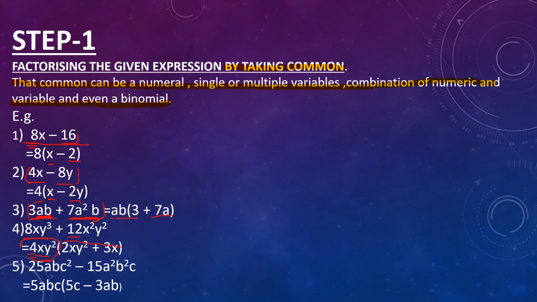Now you divide each term of the given expression by 4xy square. So at the first place you will get 2y, and at the second place we will get only 3x.